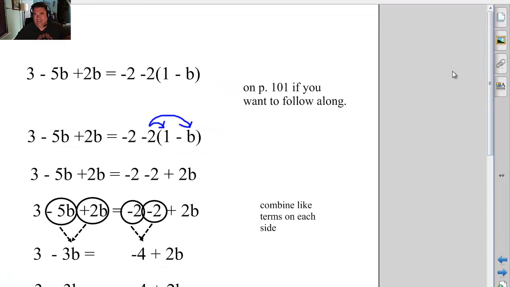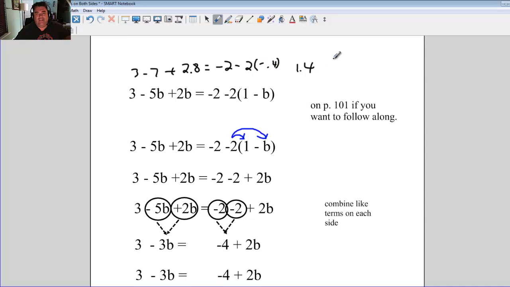Now, you're like, wait a minute, can 7/5 be right? Well, you can either times them all by 7/5 or 1.4. But if you do that, 5 times 1.4 is 7. So 3 minus 7 plus 2 times 1.4 is 2.8. And over here, negative 2 minus 2 times 1 minus 1.4 is going to be negative 0.4. And 2 times negative 0.4 is going to be negative 0.8.